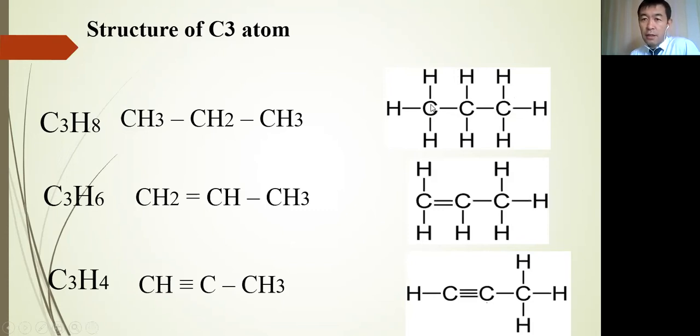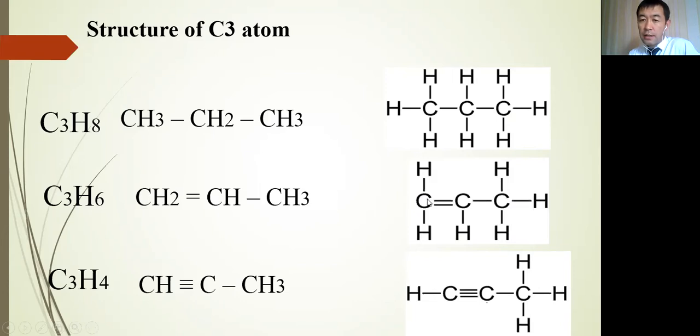So count the bonds of this carbon: 1, 2, 3, 4. And count the bonds of this carbon: 1, 2, 3, 4. And this carbon also has 1, 2, 3, 4 bonds. So carbon can have only 4 bonds in organic chemistry. And let's consider this case, C3H6, 3 carbons and 6 hydrogens. You can draw it only like this. There's no other way you can draw this molecule.